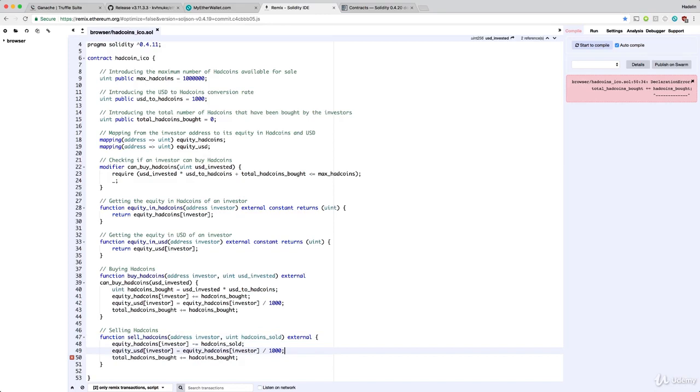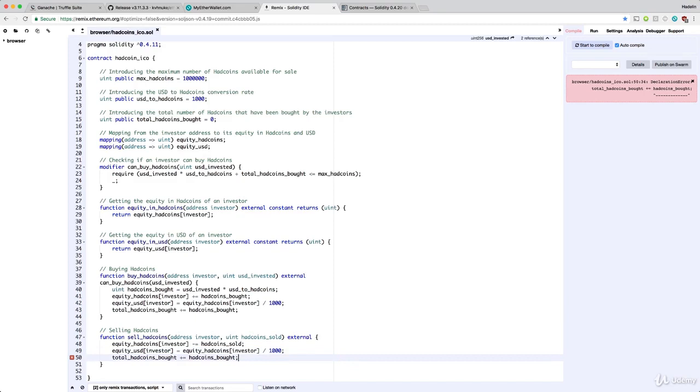Now, let's move on to the second variable. How do we update the equity in USD of the investor? Well, please say it before me. What I want to say is, of course, my classic good news, because indeed, we don't have to update anything here. The equity in USD can simply be obtained by dividing the equity in at coins by 1000. And that's already what we do here. Therefore, job done for the second variable.